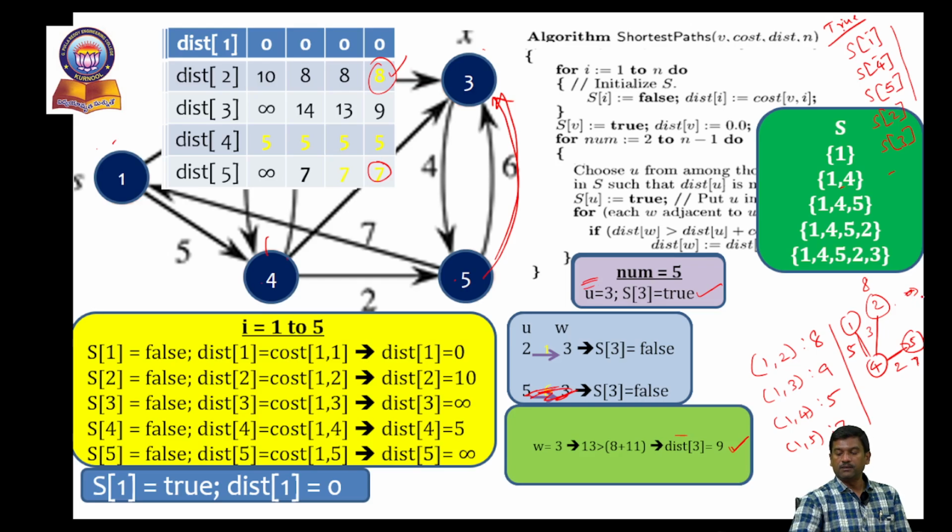And similarly, the next vertex, that is 3. How do we reach this 3? What is the minimum distance? The minimum distance will be equal to 9. That is from 1 to 4 to 3, that is the 4 to 3 edge cost.